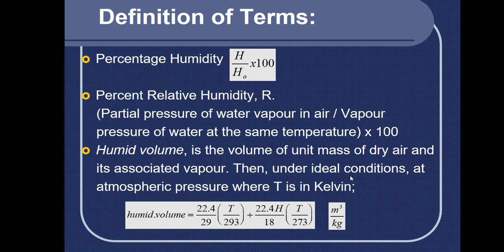Then, under ideal conditions at atmospheric pressure where temperature is expressed in Kelvin, the humid volume of an air-water mixture is given by this formula. In this formula, you can see that you have to substitute the temperature in Kelvin and the humidity of air, for you to be able to get the reciprocal of the density of the air-water mixture, which is its humid volume.